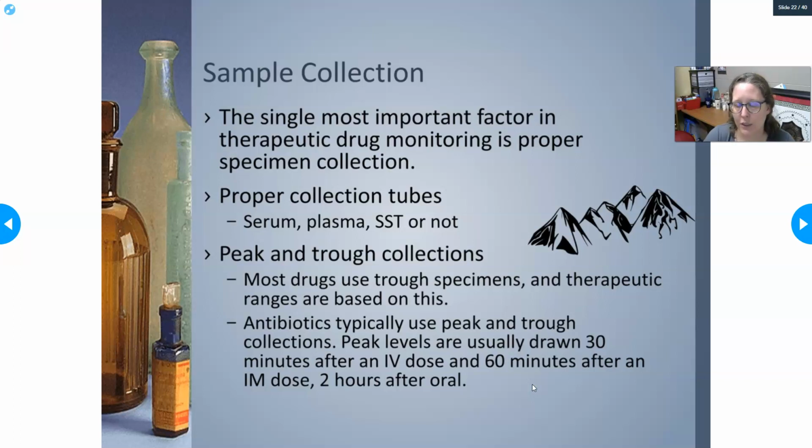If you come in to draw a trough level, you might want to make sure that they haven't just been given the dose, or that there's not a bag of the antibiotic still hanging and infusing, or that they started it earlier and you were later than when they thought you were going to be there.